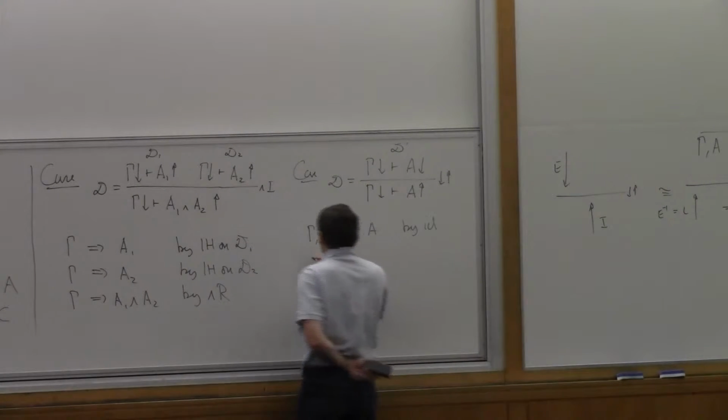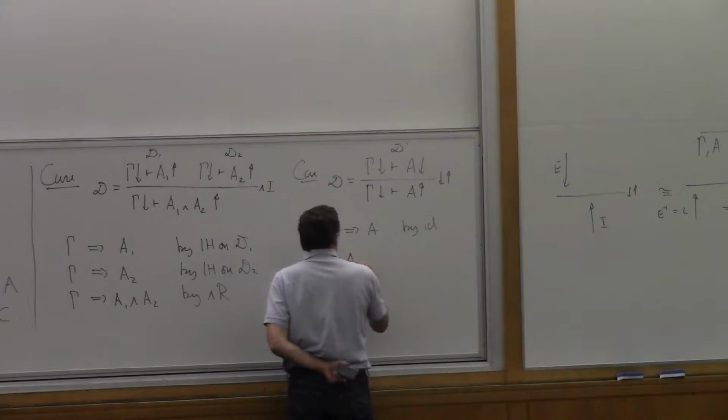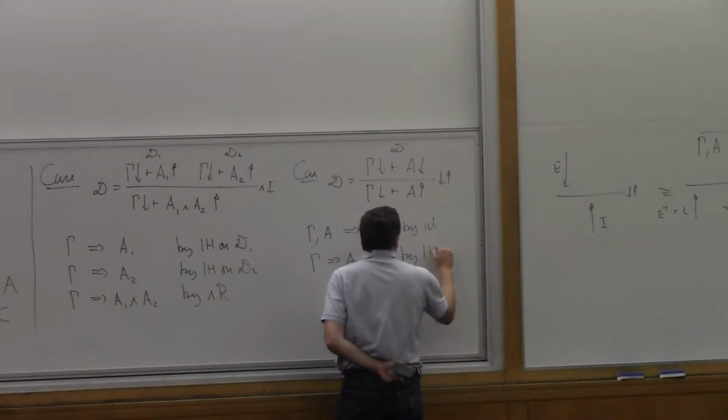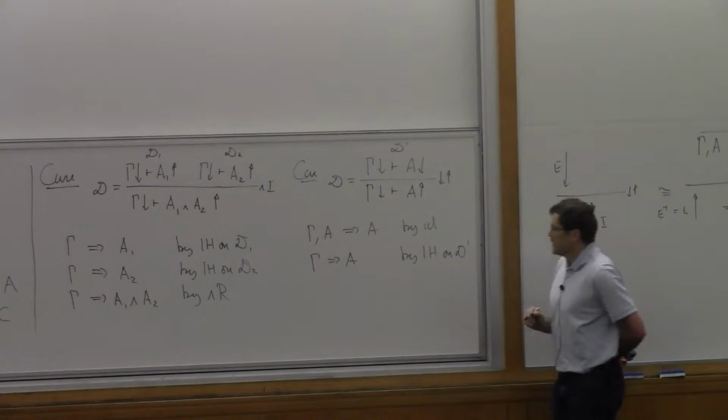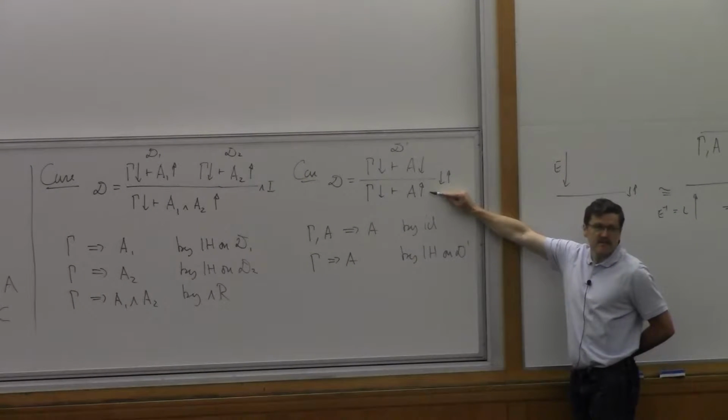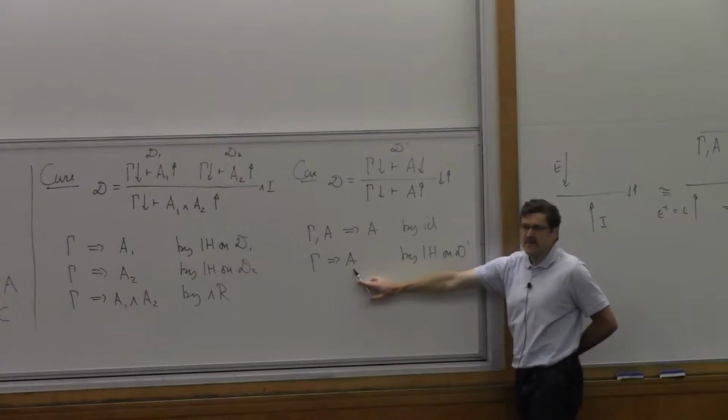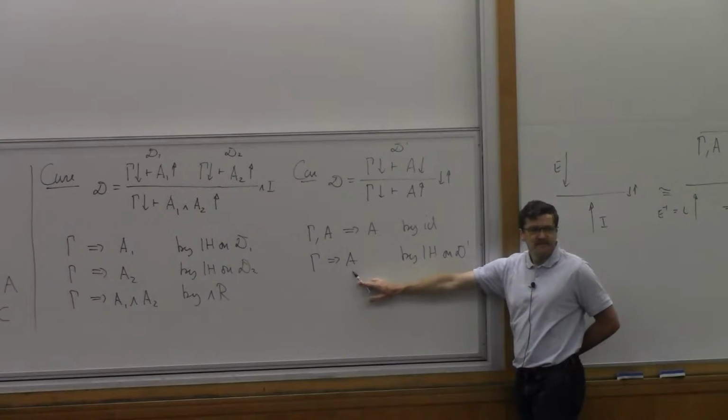Gamma proves A by induction hypothesis on D prime and this proof that we have up there. But that's what we need to show because this is an up arrow. So we need to show that gamma proves A. Okay? All right.